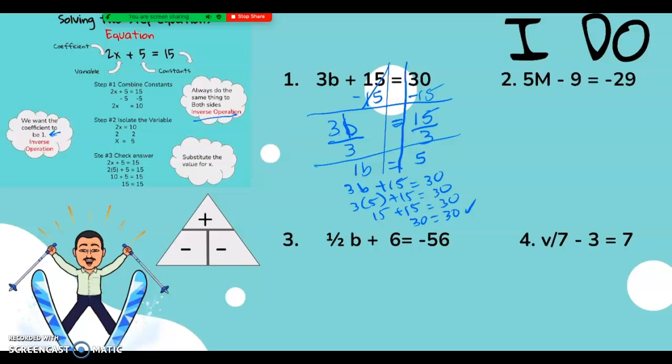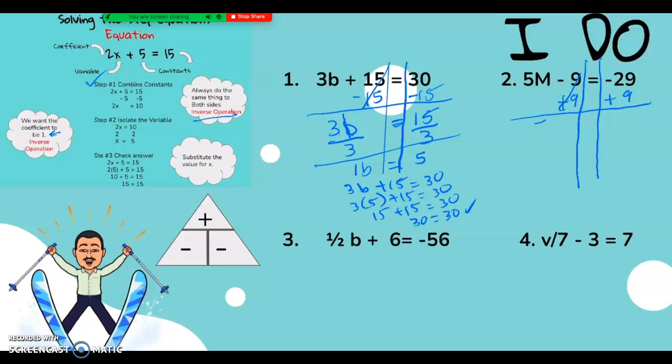Now let's do the second one, number 2. I've got 5m minus 9 is equal to negative 29. Again, first step, let me draw my lines. And step 1 is to combine my constants. So I'm subtracting 9, and in order to get rid of the 9 on the left side, I have to add 9 to it. And what I do to the left side, I have to do it to the right side.